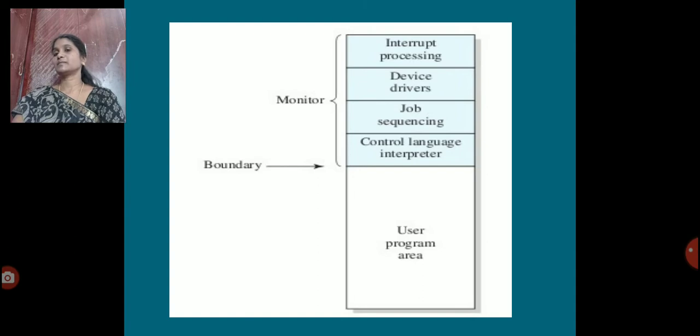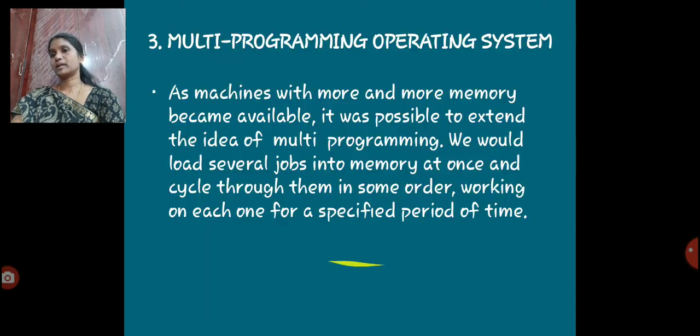See, on the monitor for a single batch, interprocessing, device driving, job sequencing, interpretation, everything is loaded, and the single monitor handles these things for a single job. Then in the next slab we see the user program area. There the programming will be done, and the other tasks other than the programming will be done on the monitor. The point which divides these two compartments is called the boundary.